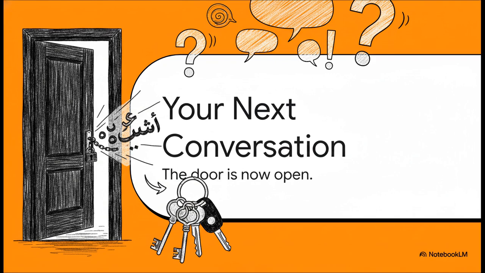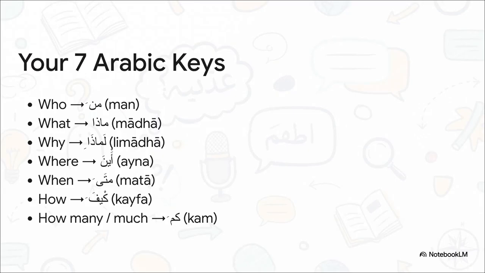So let's bring it all home. Just think about it. We've gone from looking at what felt like a locked door to now holding a whole ring of keys. Your next conversation is right there, waiting for you, and that door is wide open. And here they are one last time. Your 7 essential Arabic keys. You've got man for people, aina for places, kam for numbers, the whole shebang. This is your toolkit. This is where it all starts.